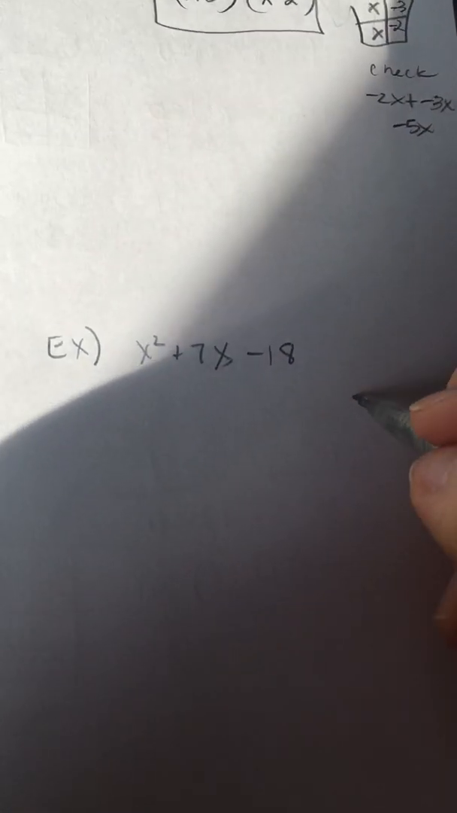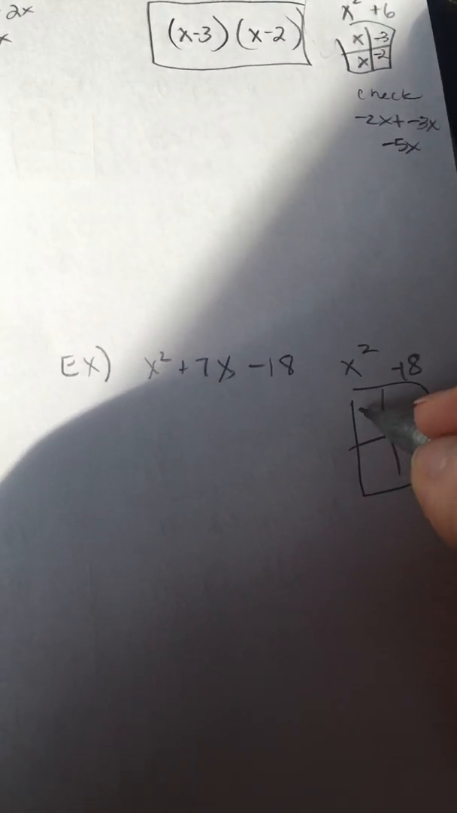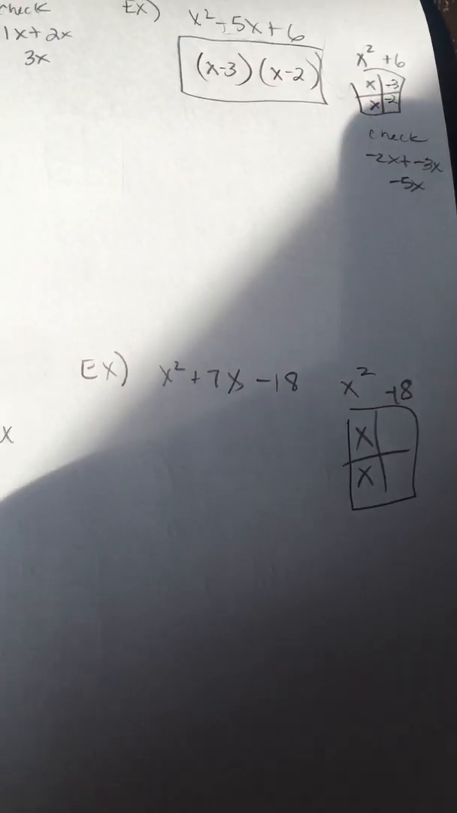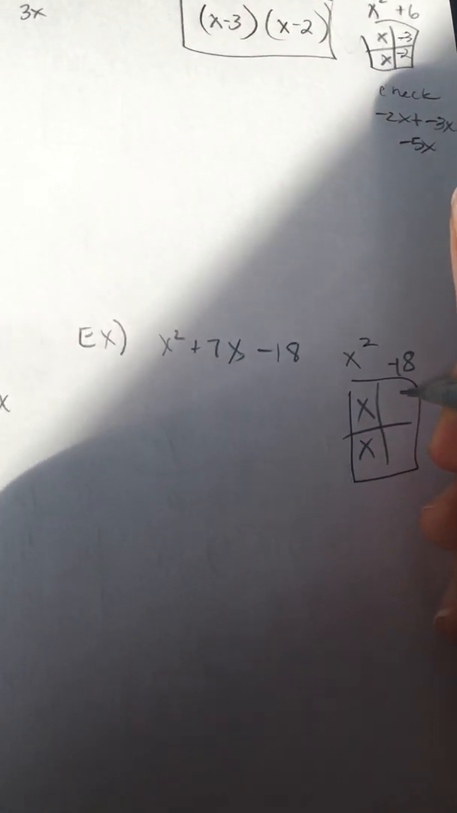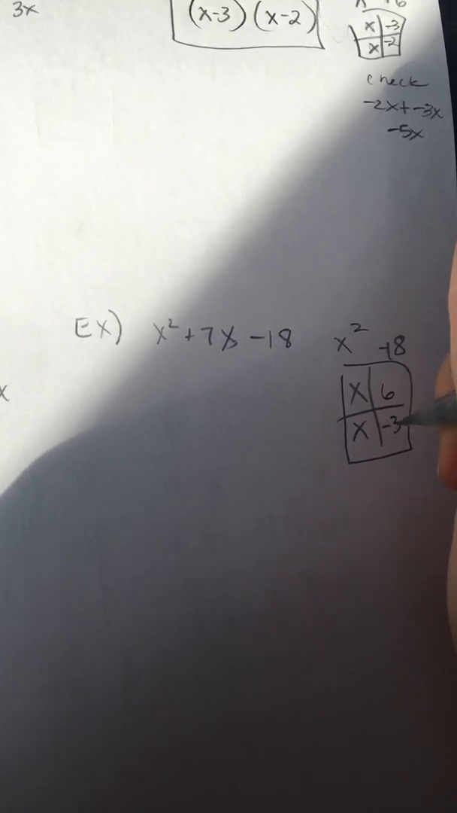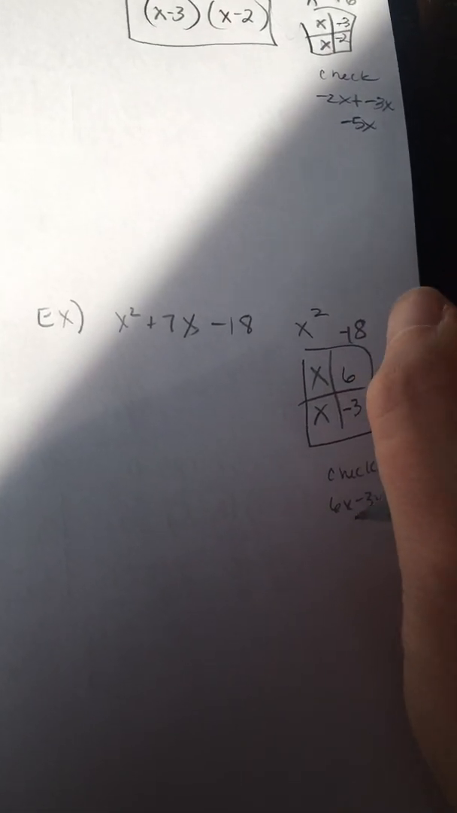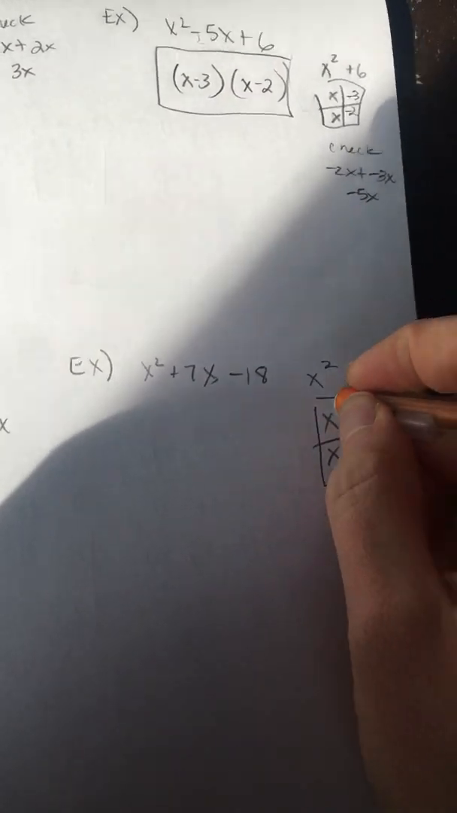Next example, going to make my box. X squared plus 7x minus 18. 18, there's a lot to use. So I'm thinking 6 and 3, 9 and 2, 1 and 18. You have to be really good with your multiplication facts here to be able to get and understand this. I'm just going to try 3 and 6 because those multiply, and I'm going to put the negative with the 3. But when I check this, I can see that I get 6x minus 3x, which is 3x. We want 7x, so this is not the right box. So I need to try different numbers.